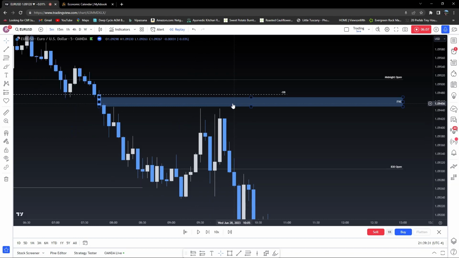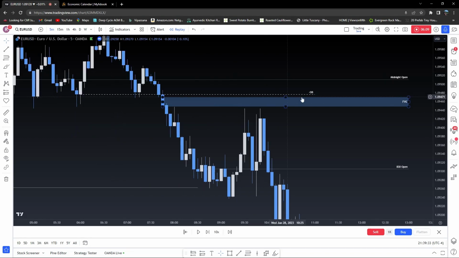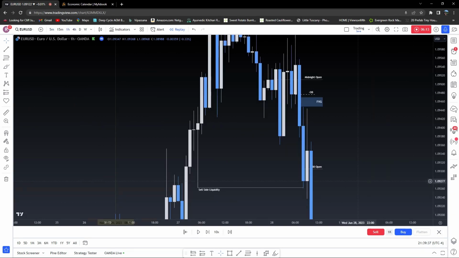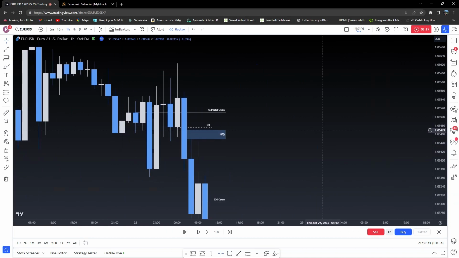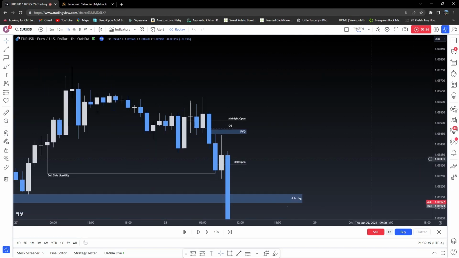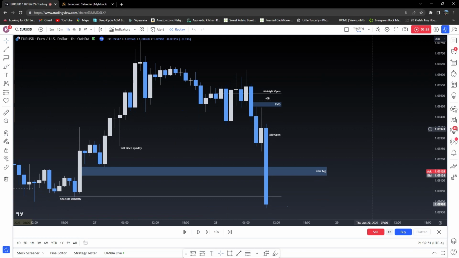We also have a 1 hour order block stretching across right here. So there were no trades for me today, but we just had some good price action overall and some nice movement. But that's pretty much it.